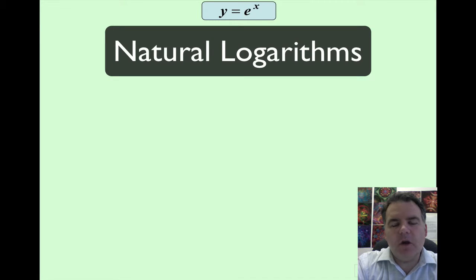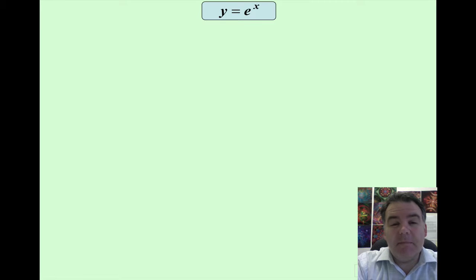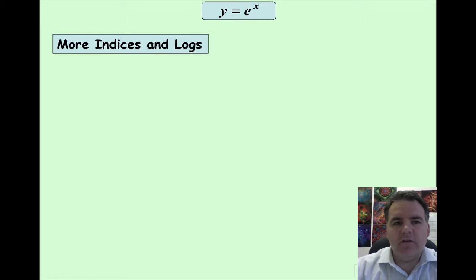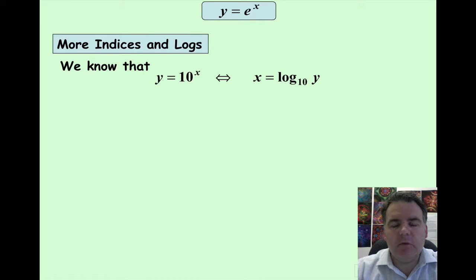Hi there, in this video we're going to cover a little bit about the natural logarithm function. So we've studied a bit about this number e and what it's all about. We know that e has some pretty amazing properties. So we're going to look at the inverse of the e to the power of x function. So let's go back a bit.